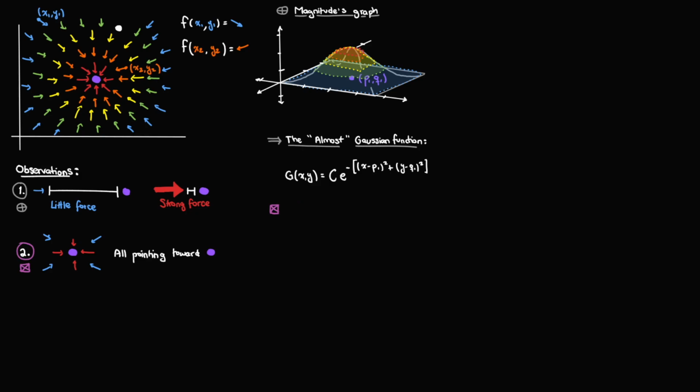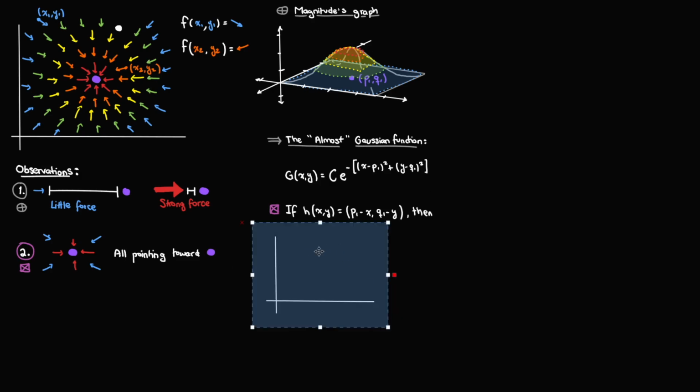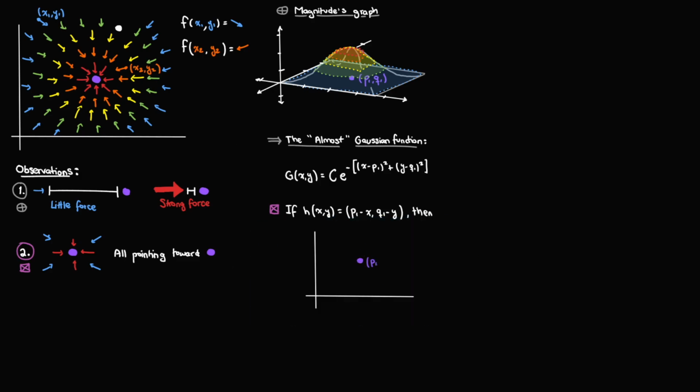For observation 2, we need to find a function which we'll call h(x,y), such that any point on the plane (x,y) points directly towards (p1, q1). It is considerably easier to find such a function. We'll only need to define h(x,y) equal to the vector (p1 minus x, q1 minus y). One small problem, however, is that this h function will tamper with the vector's magnitudes. You can see for yourselves that the farther away (x,y) is from (p1, q1), the bigger the magnitude of (p1 minus x, q1 minus y).